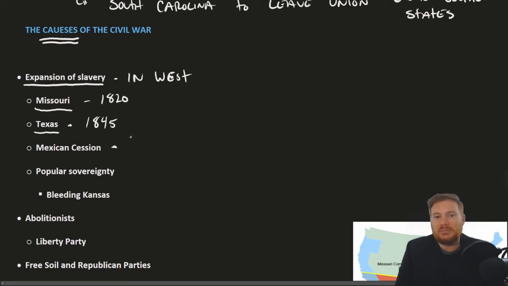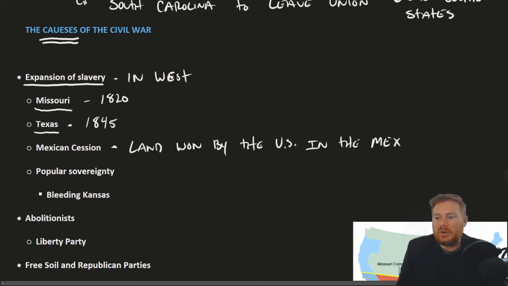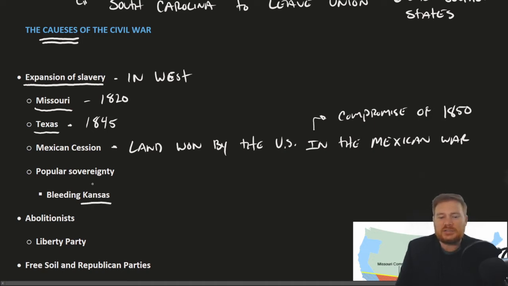Then there was the debate over the Mexican Cession. That was the territory acquired from Mexico in the Mexican-American War. So land won by the U.S. in the Mexican War. And again, the debate was, for Northerners, should this land be free? For Southerners, should this land have slavery legal in it? Finally, what solved the issue was the Compromise of 1850.